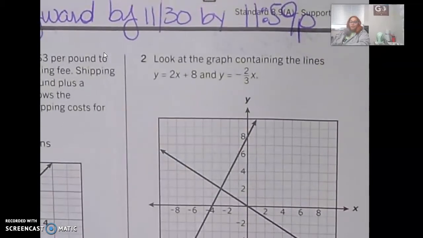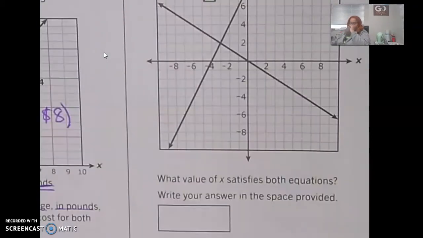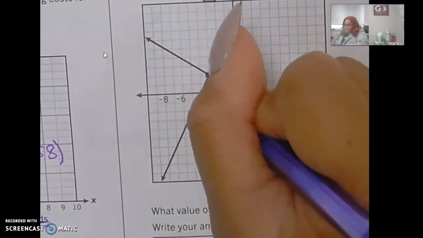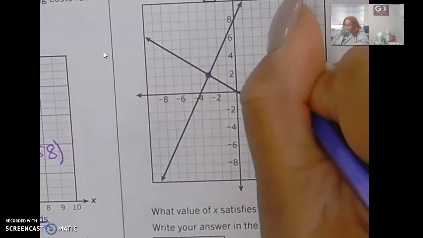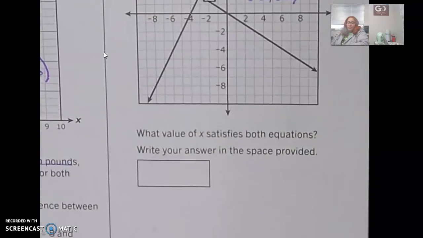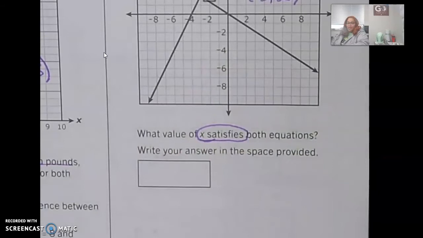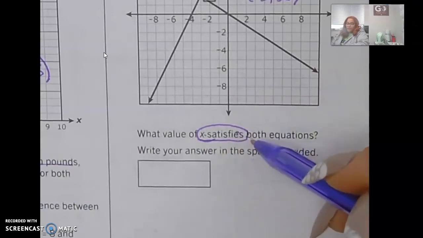Number 3, look at the graph containing the lines y equals 2x plus 8 and y equals negative 2/3 x. So I'm going to look and see where they intersect. I will run and jump. I will run -3 and jump up to 2. And this is my x coordinate and this is my y coordinate. It asks what value of x satisfies both equations. So I want x to satisfy both equations. This is not asking for the coordinate pair. It's just asking for x. It does not say what is the point.